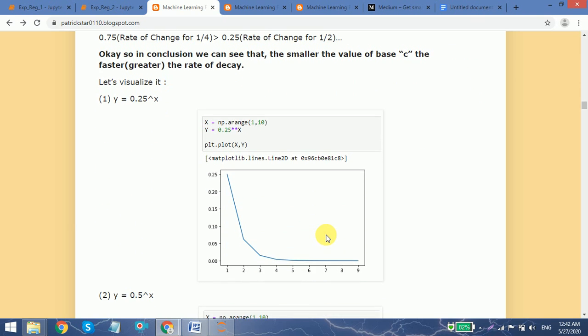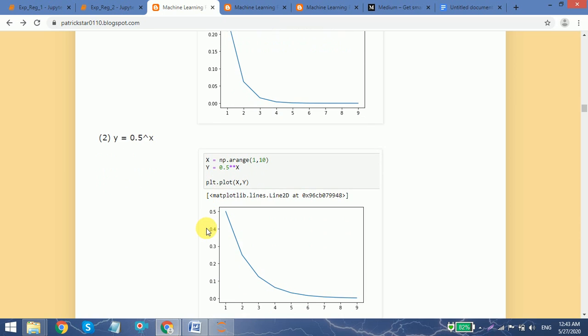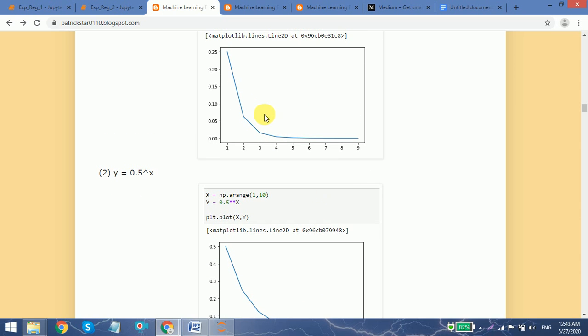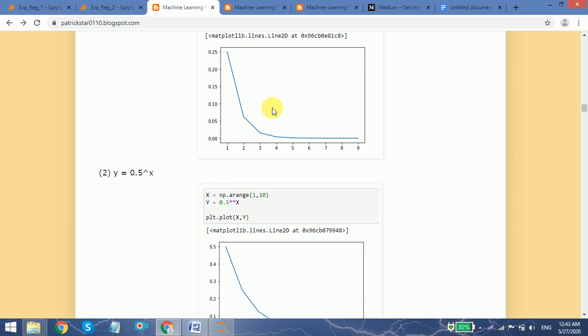Okay, so let's take an example to visualize it. So I've taken the first function as 0.25 raised to x. So you can see here the graph is here, and for 0.5 raised to x, we can see the graph is here. So here you can see that the graph here decays exponentially. The slope of this line is way greater than the slope of this line. Okay, so we can say that it decays fast or decays exponentially.